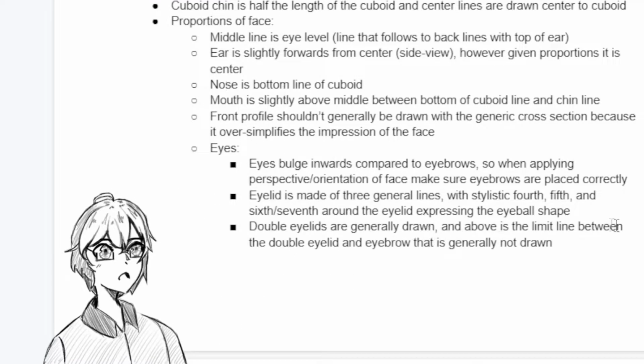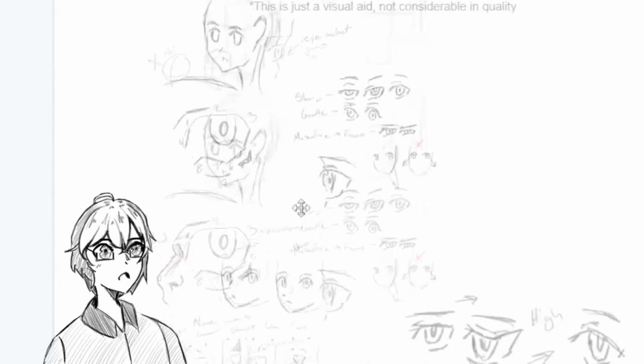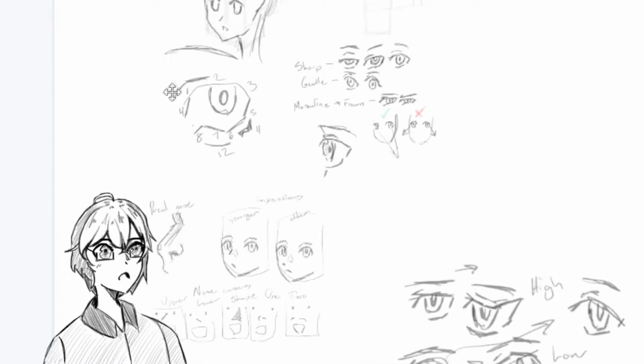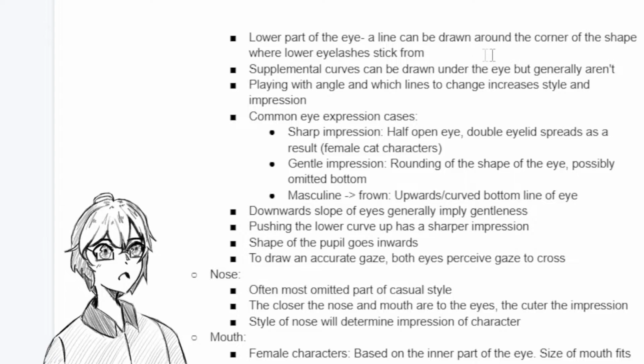And then double eyelids are generally drawn, and above is the limit line between the double eyelid and the eyebrow that is generally not drawn. So what I mean by that is that this line right here is going to be your implied double eyelid that occurs because your skin folds above your eye socket. And this line here is actually going to move above and below depending on how this eye is raised, because this line is implying skin. So as this eye opens up more and more, this line is actually going to move upwards, and that's going to imply the limit line, or really it's going to define the maximum shape of the eye as the double eyelid moves.